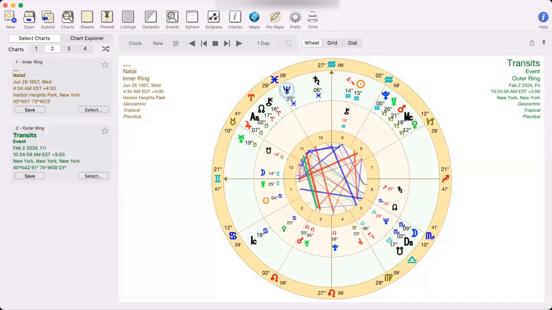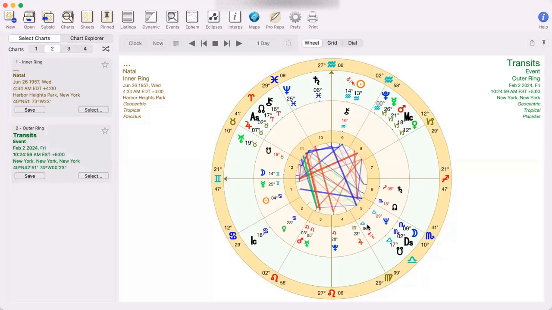So now, hypothetically speaking, this would be on the outer wheel. This is where, let's say, we're using transits for a certain time or in real time, basically, right? It's not exactly real time. I put February the 2nd, 2024, but we're just gonna pretend this was the time we're gonna use. So again, it's in relation to the inner planets, right?